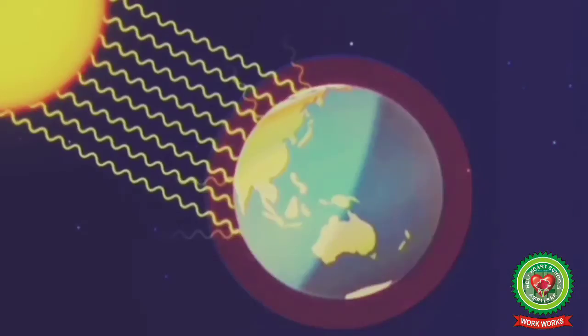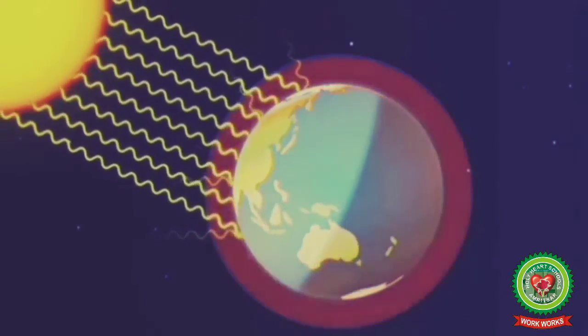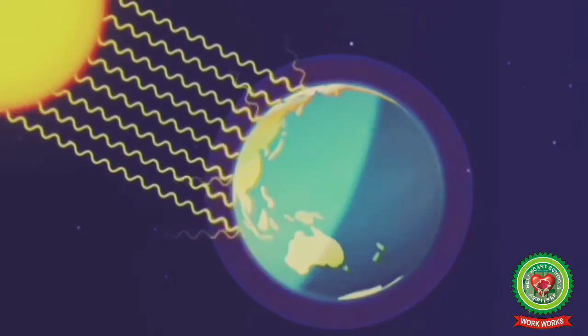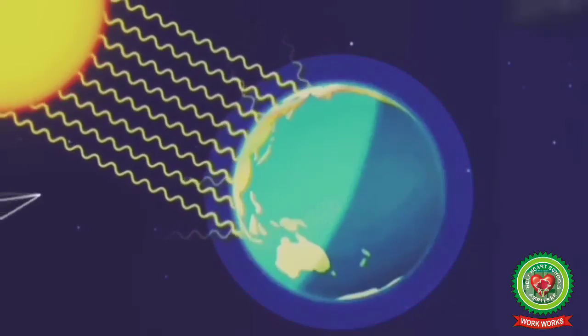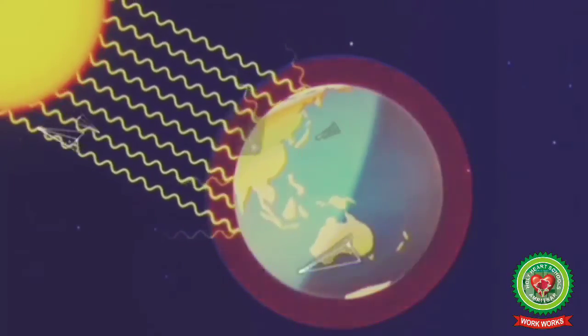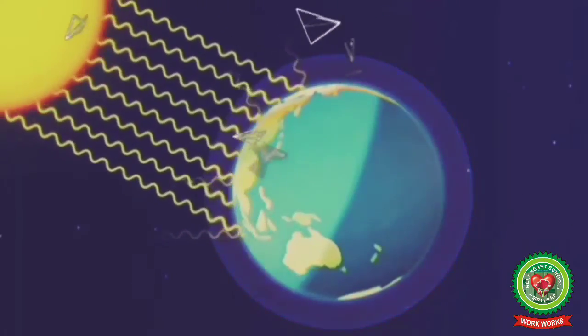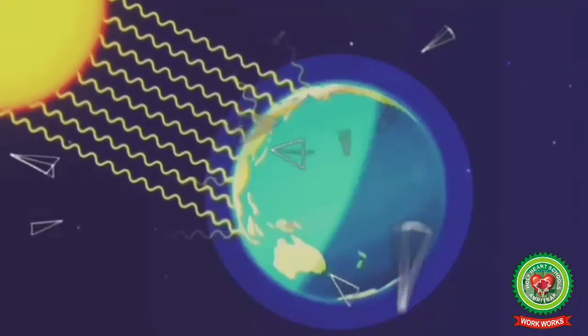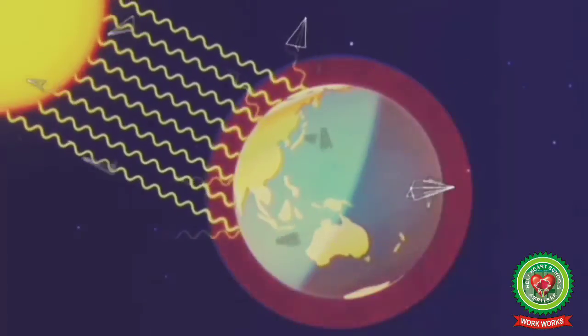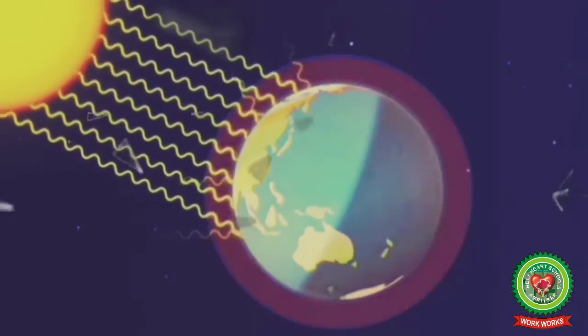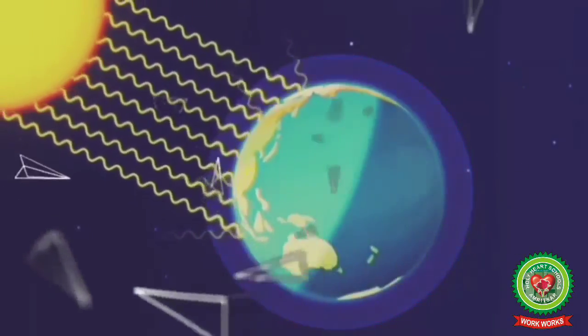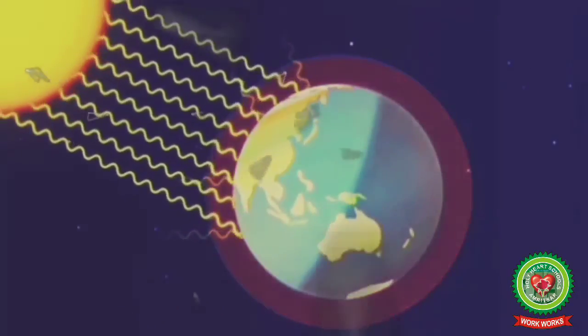This CO2 traps the heat and does not allow it to escape into the space. As a result, the average temperature of the earth is gradually increasing. This is called the global warming. The increase in the earth temperature, even as little as 0.5 degrees Celsius, can cause serious effects such as the rise in sea levels, melting of the glaciers.